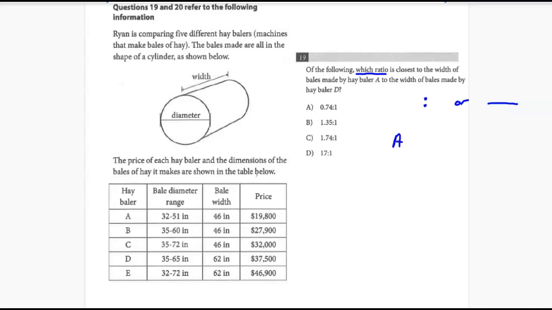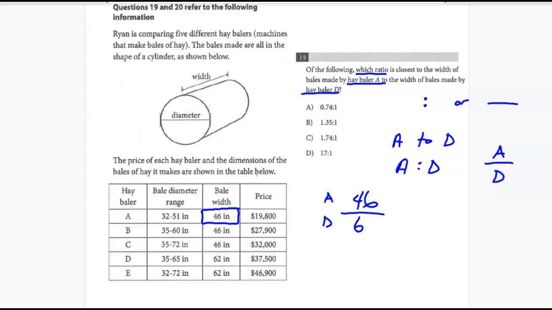So we need A to D, or A dot dot D, or A over D. Remember, the order that they say that, A to D, tells you who's on top and who's on bottom. Don't worry about who's bigger or smaller. Go in order that it's written. So the width of A is 46 inches. And the width of D is 62 inches. So when I divide that out, it's going to be less than 1. So the correct answer here is going to be A, 0.74 to 1.